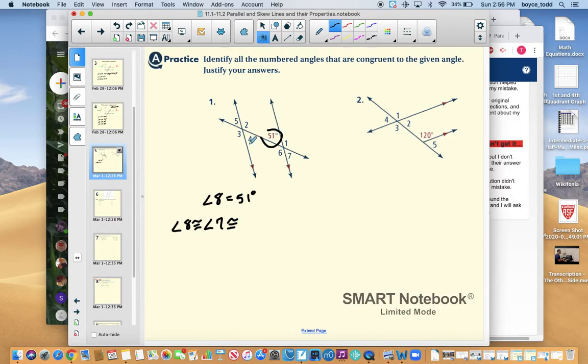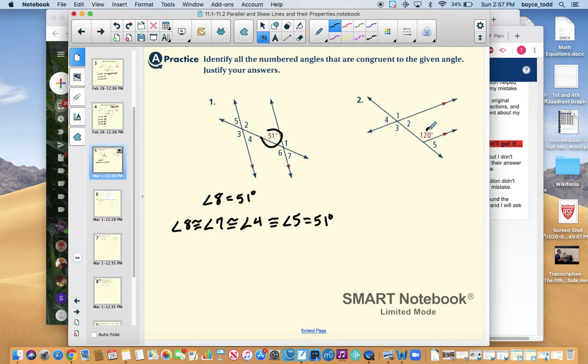Well, alternate interior angles, I should say, so angle 4 is also one of them. And then these are opposite angles, so angle 5 is the last one. Okay, and those all equal 51 degrees because of the properties of angles and knowing that straight lines always add up to 180. All right, so number 2, that should be pretty easy.